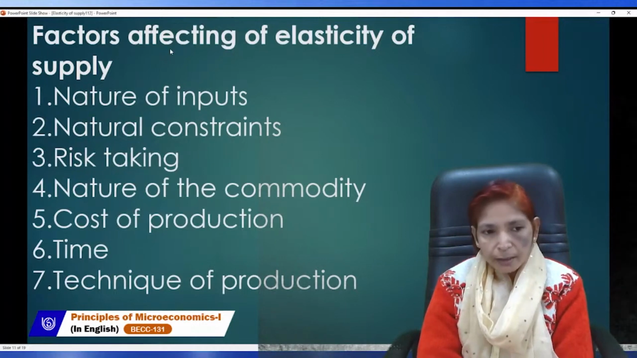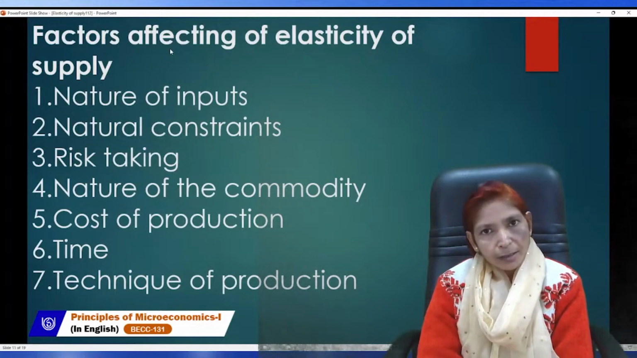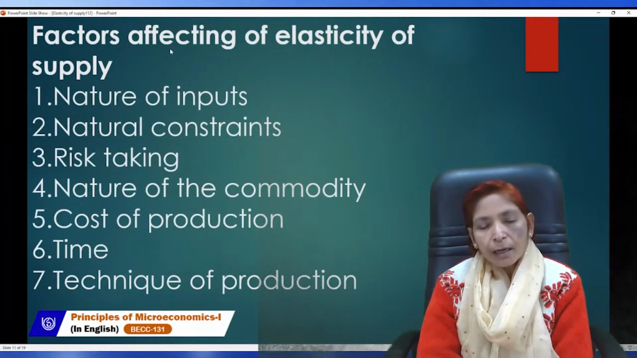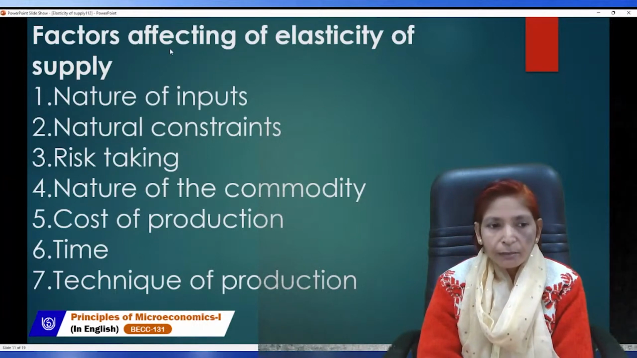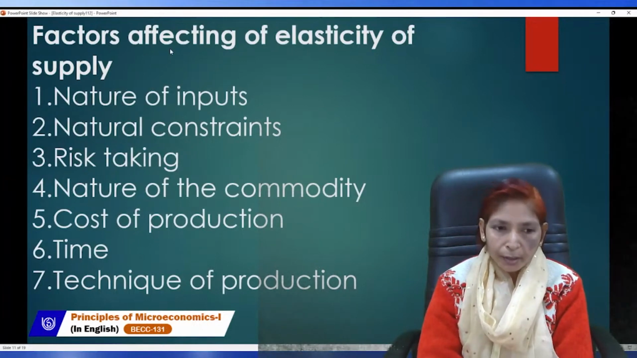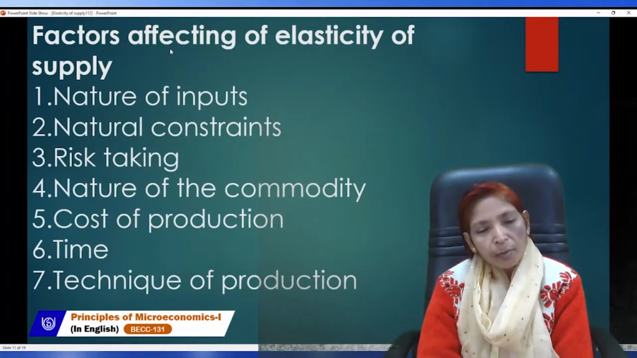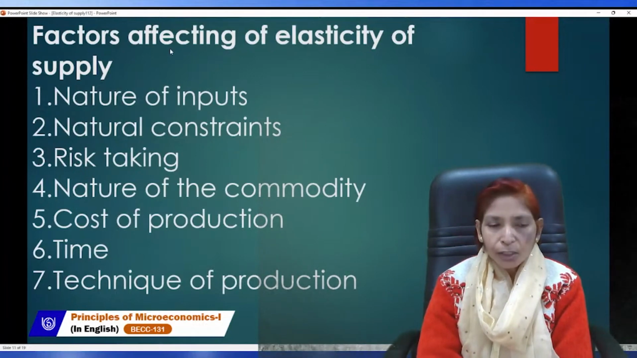In short period, there is a difference between fixed and variable factors. In short period, some factors remain fixed. You can't change those. And some factors are called variable factors which can change in the short run. And if you want to increase the production of any type of goods and services, then you can use only variable factor units in the short run, but fixed factors can't change.